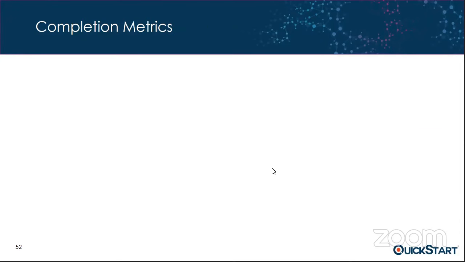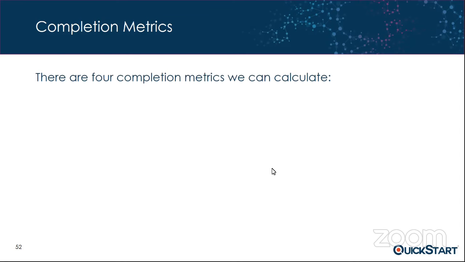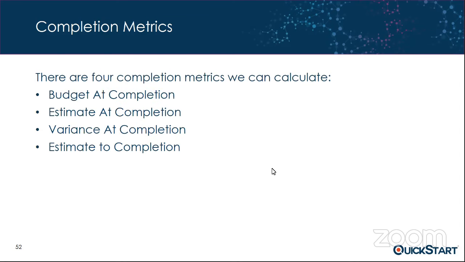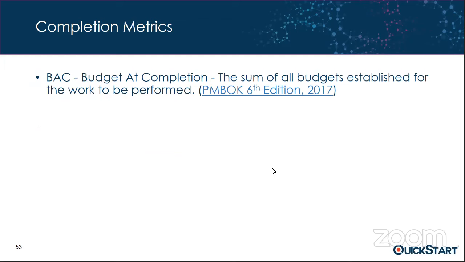Okay, so we know we're behind schedule. We know we're over budget, but let's talk about getting to the end, right? We're getting to the end of our project. What's it going to take to finish this project out? What's the total cost going to be when we get there? So these are some of the metrics that we can calculate based upon where we are right now. There's 4 of them: budget at completion, estimate at completion, variance at completion, and estimate to completion. So let's dive into these.